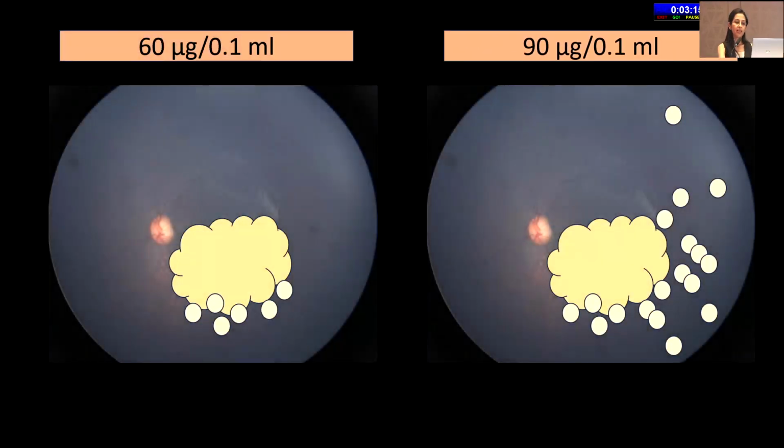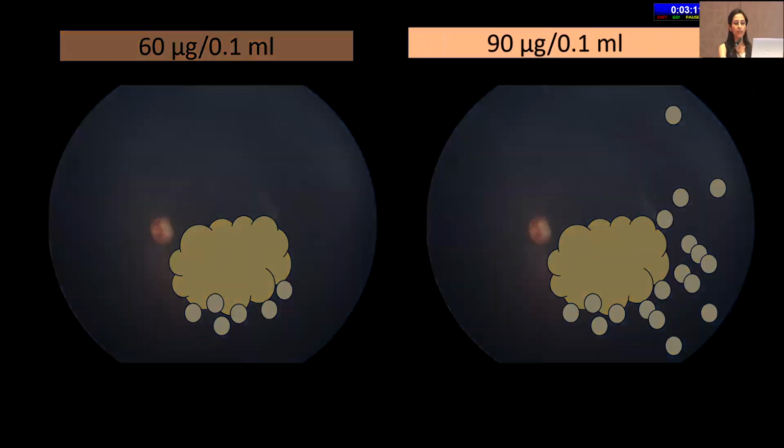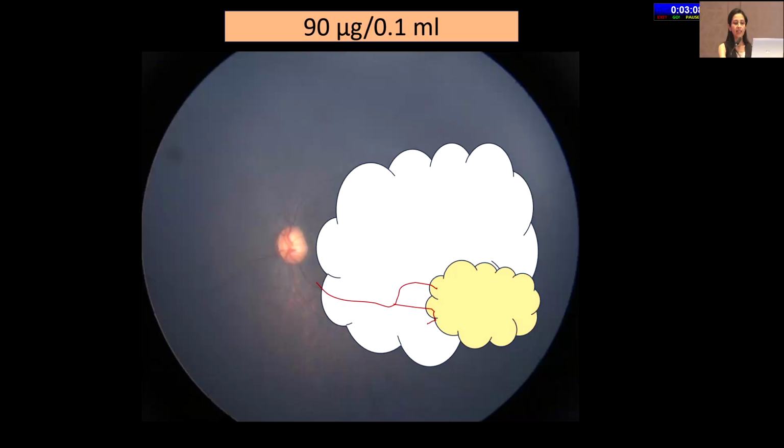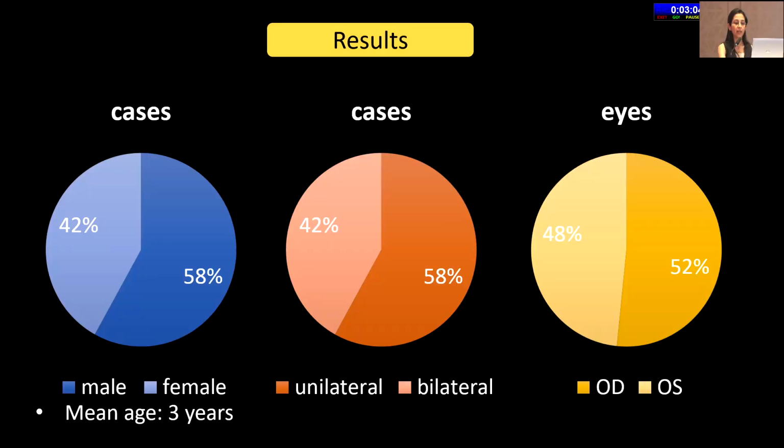For focal subretinal seeds, a dose of 60 microgram was given and escalation to 90 was done for diffuse subretinal seeds. Cases with less than 3 mm size small retinal tumors were given IVT in a dose of 90 microgram.